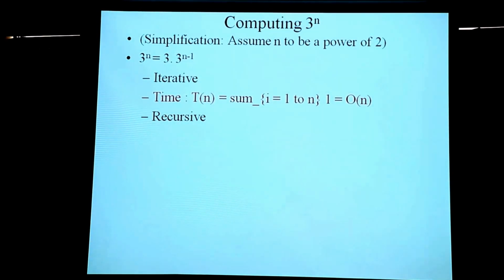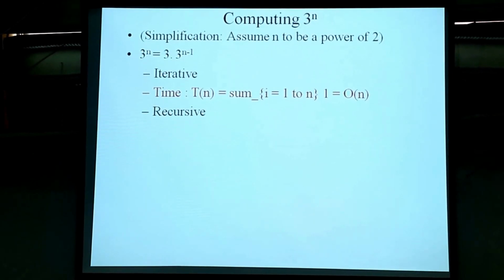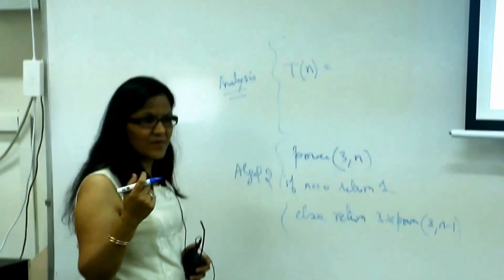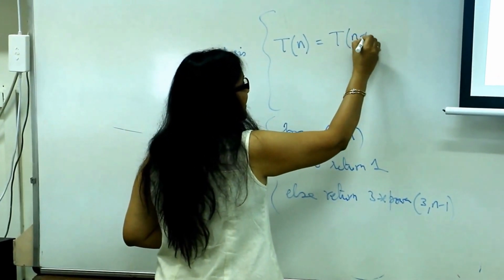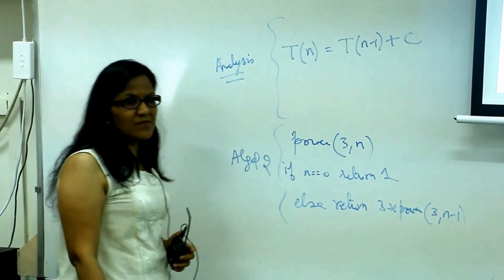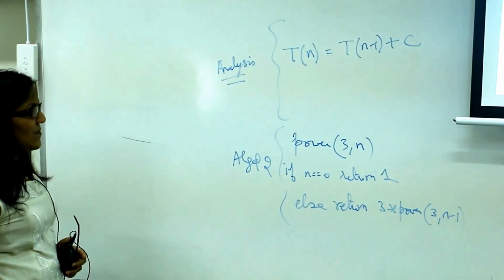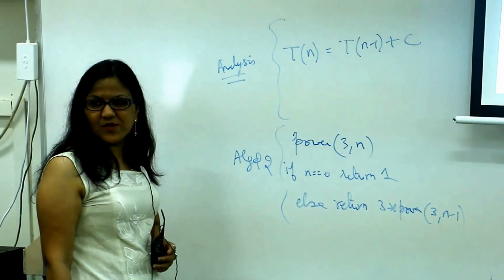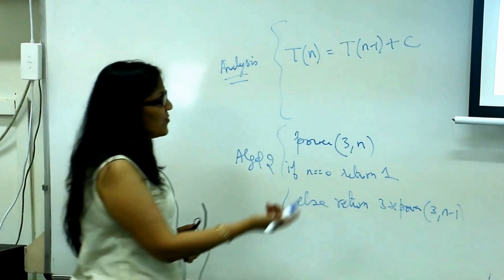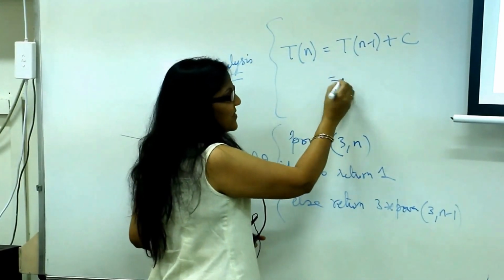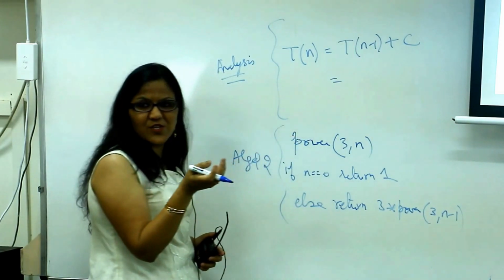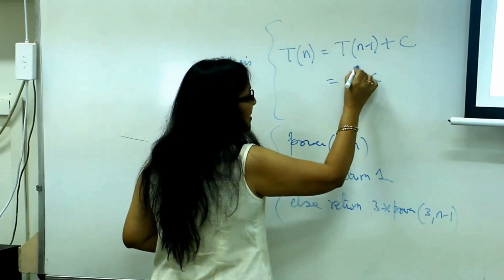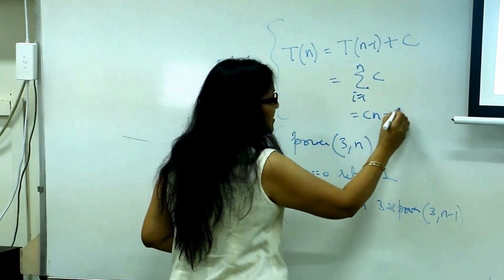What do you do? Tn is equal to Tn minus 1 plus C. Right? Tn minus 1 plus C. So what do you get? Expand it, you get the same series. We have seen the expansion of recurrence relations. If you expand it, you get the same series. I am not doing this again, and you get Cn, which is order n.